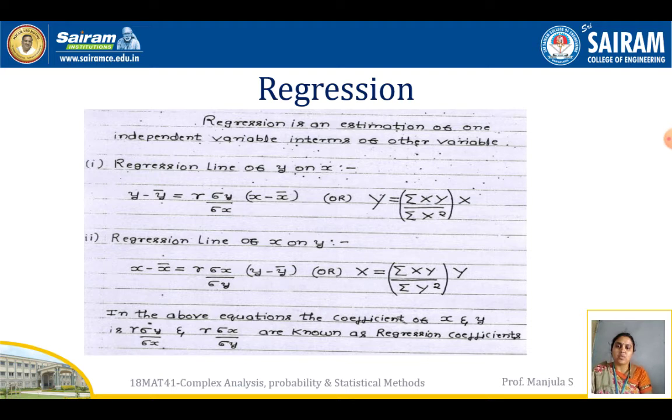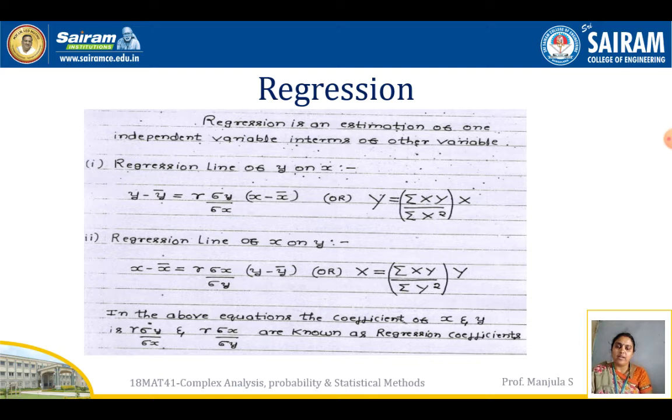Here x bar and y bar represent the means of the x and y variables, and r represents the correlation coefficient. Sigma x and sigma y represent the standard deviations of x and y. So this is the regression line of y on x.